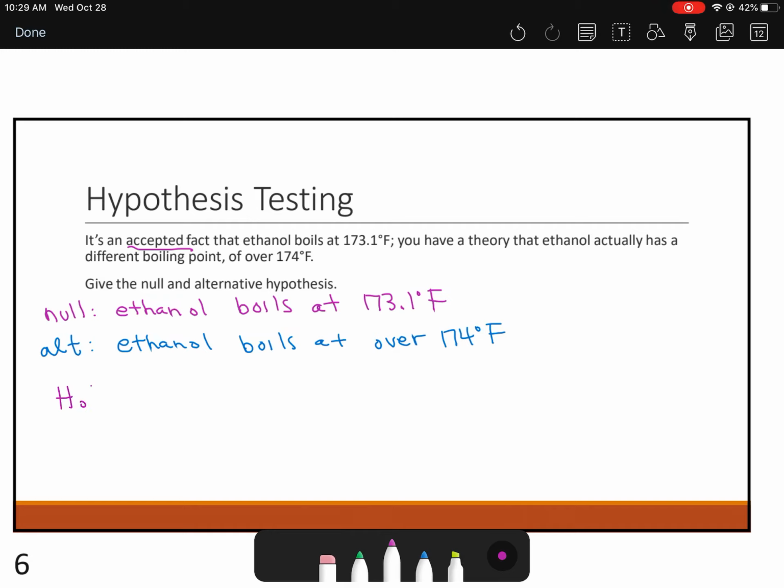So remember your null, that's going to be my H sub 0. And I'm going to be looking at the mean. So mu is equal to 173.1 degrees Fahrenheit. So that's how I write it in math terms.